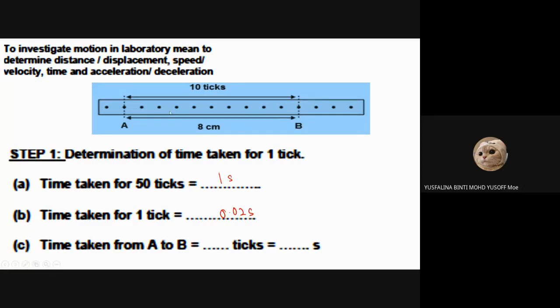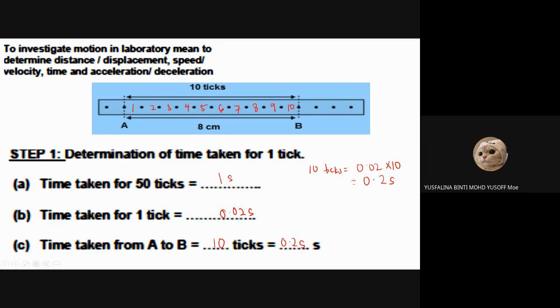Then the time taken from A to B. From A to B here, you have to calculate how many ticks. 1, 2, 3, 4, 5, 6, 7, 8, 9, 10. So there are 10 ticks here. You already know one tick is 0.02, so 10 ticks means 0.02 times 10, so you will get 0.2 second. So the time taken from A to B is 10 ticks, which is 0.2 second.